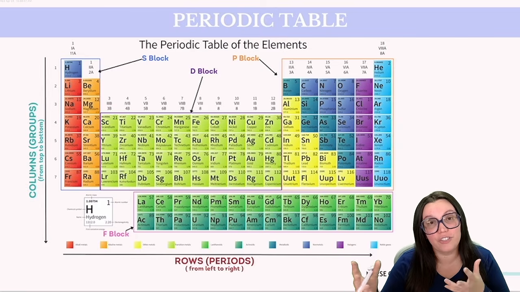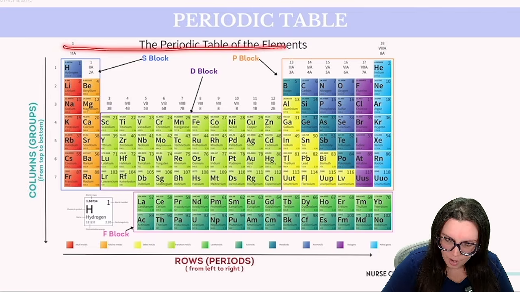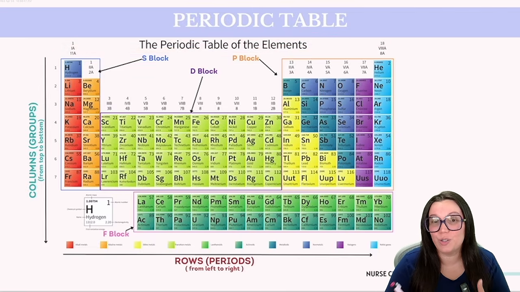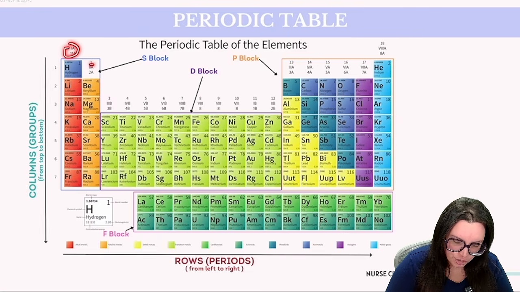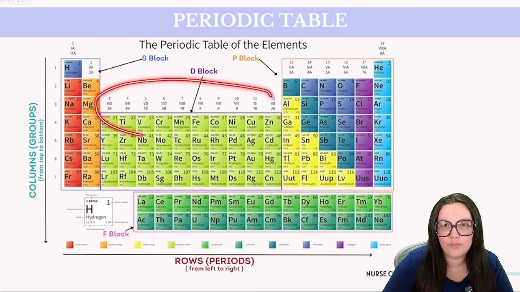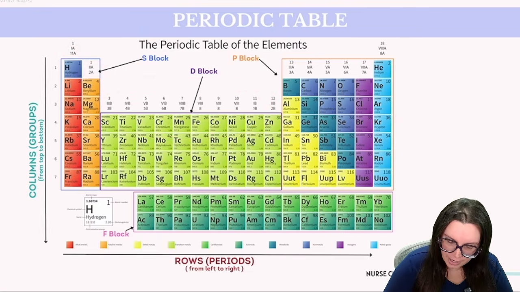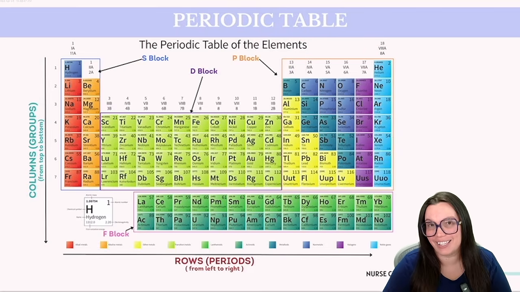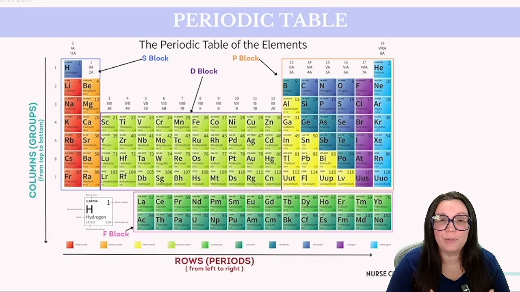The table features elements in groups numbered 1 all the way to 18. An alternative naming system for these groups uses labels like 1A, 2A. We skip all of our transition metals right here in the center, and it continues on from 3A all the way to 8A, excluding helium. Each element in these groups typically has a number of valence electrons corresponding to its group number.